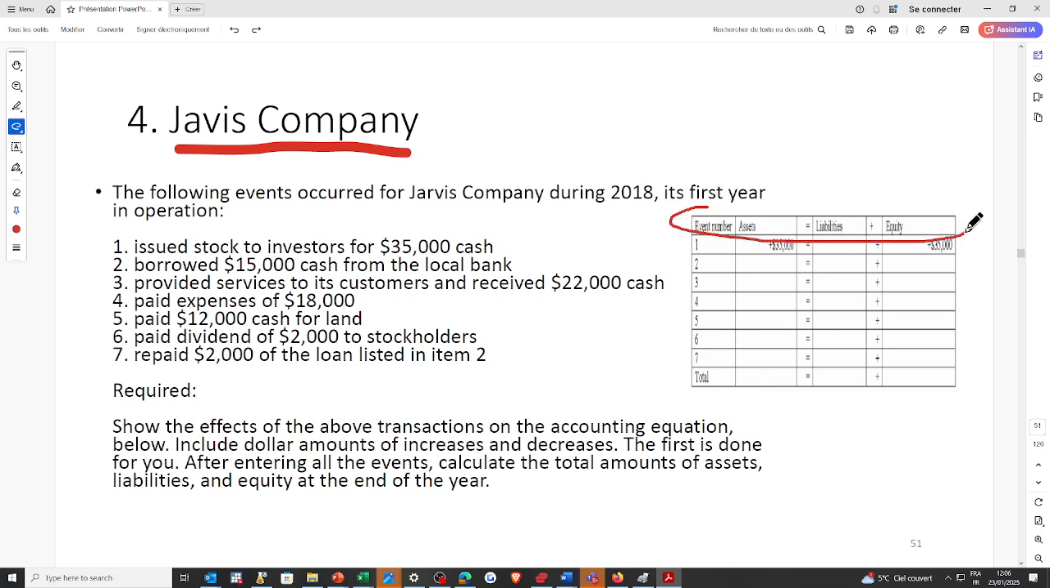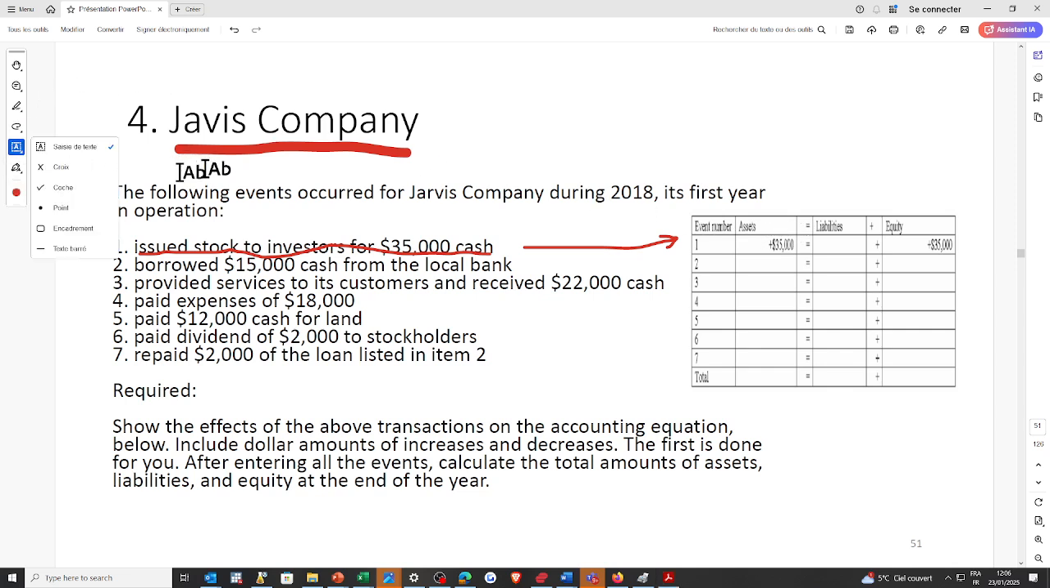Here we call it the first transaction. For example, if you look at the first transaction, issue the stock to the investor for cash, right? You can see that this transaction is already recorded for you in this line. Look at this one. Here you issue the stock, so you increase your cash asset, right? So here we have a cash account increase.